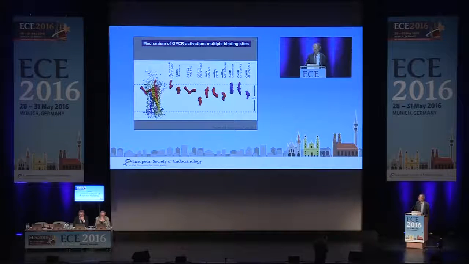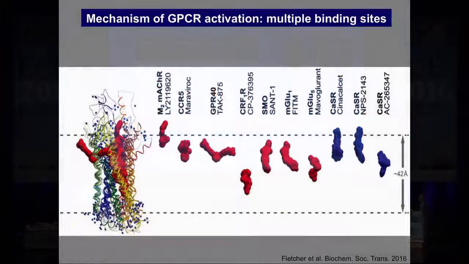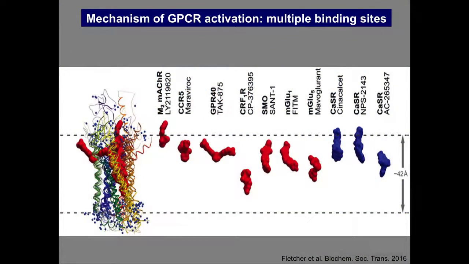Arthur Christopoulos from Melbourne has modeled a number of receptors. So this, to the left, is the general model of these receptors, and he's modeled a number of receptors with their binding pockets. And this slide here just depicts the various binding pockets and their position in the receptor where they lie. And what you'll see here is that the binding pockets can be all over the place of this central core of this receptor. Some are very much to the extracellular face, others are right in the center.